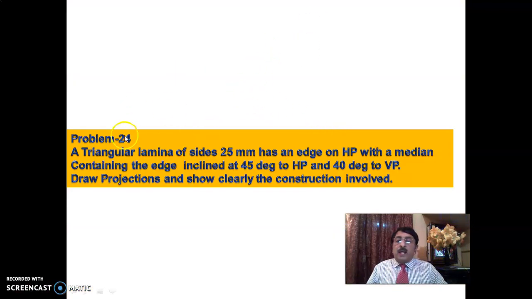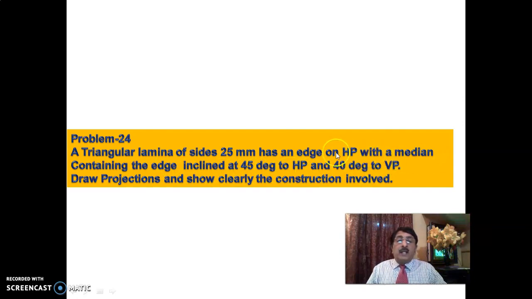Now a simple problem we will take up. A triangular lamina of side 25 has an edge on HP. Edge on HP means you know very well you have to start from the top view only, with a median containing the edge inclined at 45 degrees to HP and 40 degrees to VP.